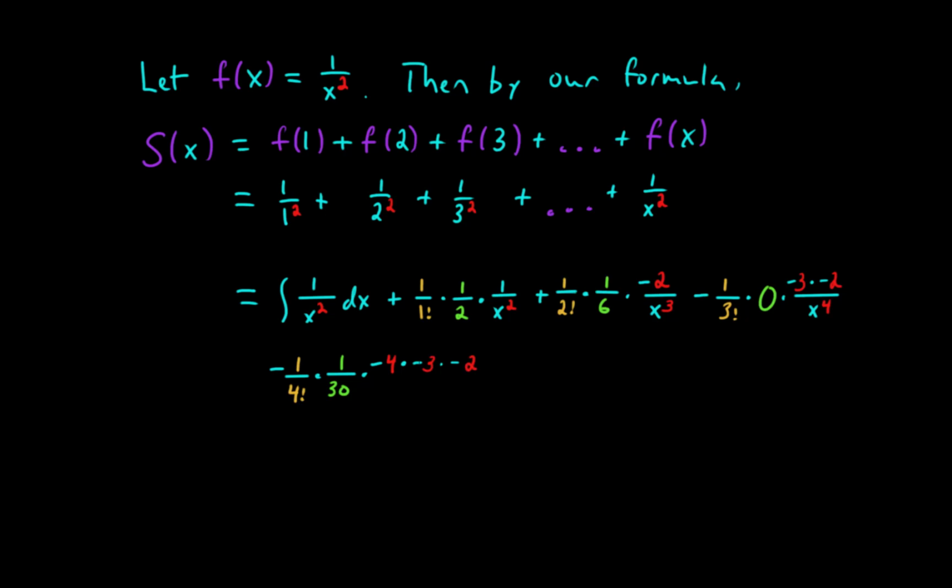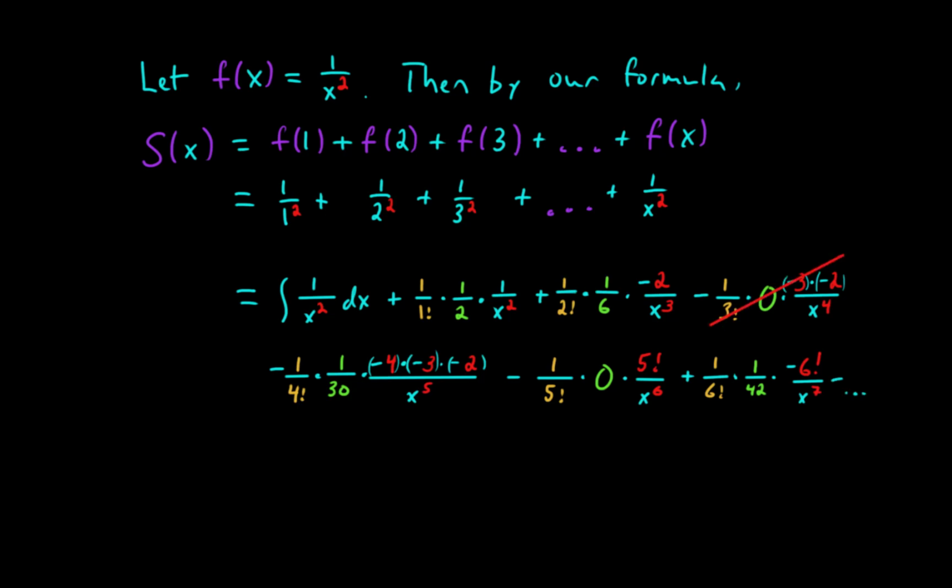And I'll put parentheses around these negative numbers just to make things very clear. So again, this is over x to the 5th. The next term is minus 1 over 5 factorial times 0, again, all the odd Bernoulli numbers greater than b sub 1 are 0, times f quadruple prime, which is 5 factorial over x to the 6th, okay, plus 1 over 6 factorial times 1 over 42 times negative 6 factorial over x to the 7th minus dot dot dot. So I'll just cross out those 0 terms there since they don't contribute anything, and I'll make some cancellations there.